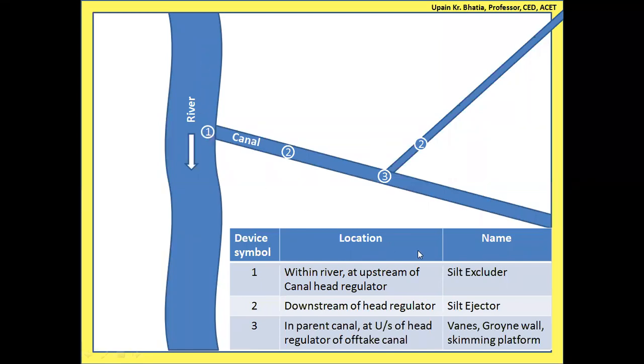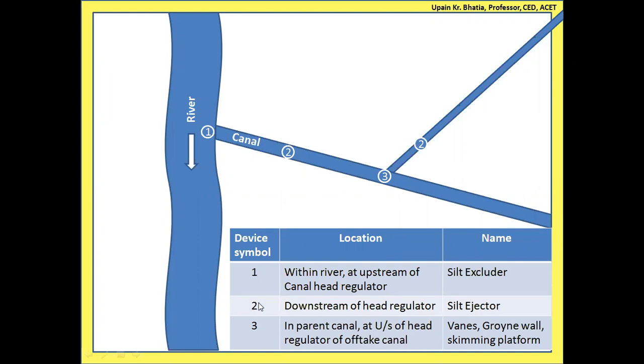then it is device number 1, which is called silt excluder. And if it is diverted from canal to canal, then it is termed as device number 3, where we have a number of devices, and these devices we are going to discuss today.